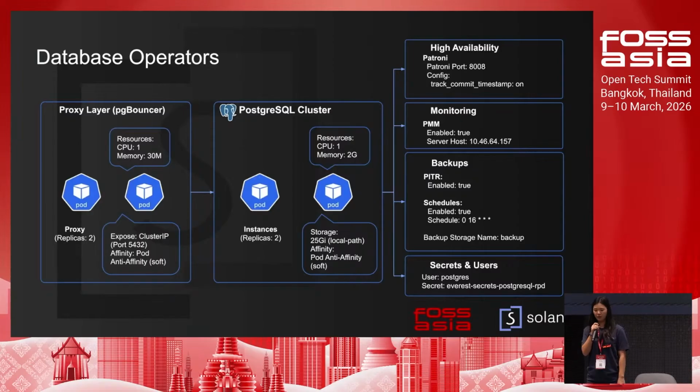Another thing you would have is high availability, right? If your primary goes down, a secondary can be promoted to primary, for example. So Patroni can be used, and in a database, of course, you need monitoring, and another critical thing you would have is backups, and scheduled backups if you want, and the storage related to the backups, and point-in-time recovery, and secrets and so on. So there are a lot of things database operators create for you.